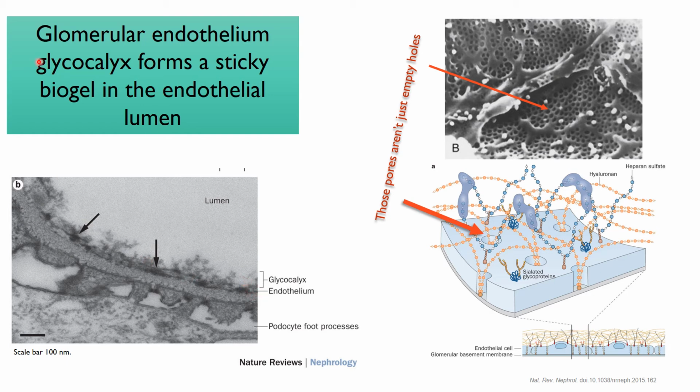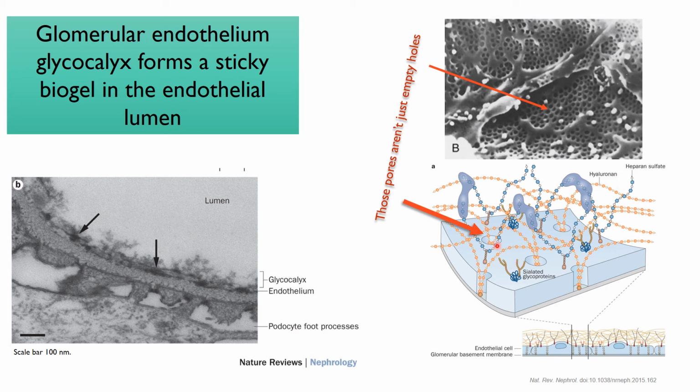That is called the glycocalyx. The glycocalyx is essentially a biogel. It's sticky, and it's made up of a bunch of different types of compounds that are long chains of proteins like hyaluronan and heparan sulfate and other types of sticky glycoproteins.